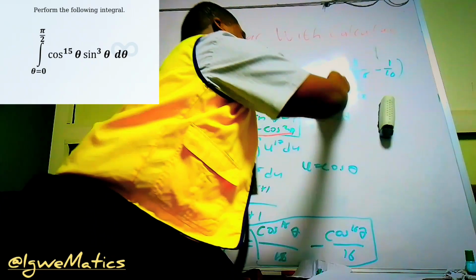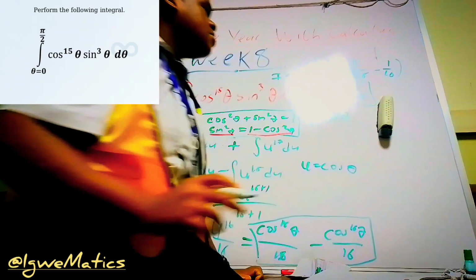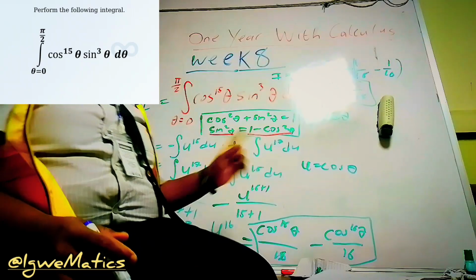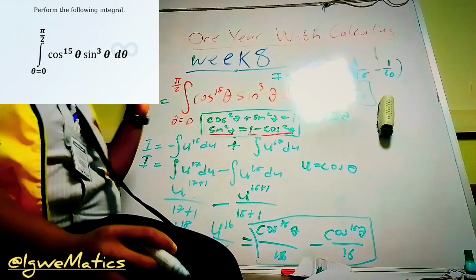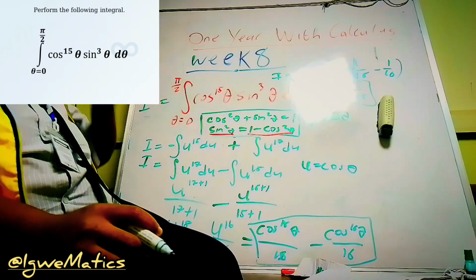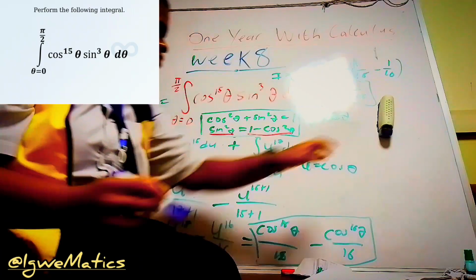And this will be your final answer. But I'm not sure yet. I've still to find out. So you have 1 over 16 minus 1 over 18. Let me show you that our answer is the same if we change our lower limit and our upper limit. Okay, so let's use method 2 now.